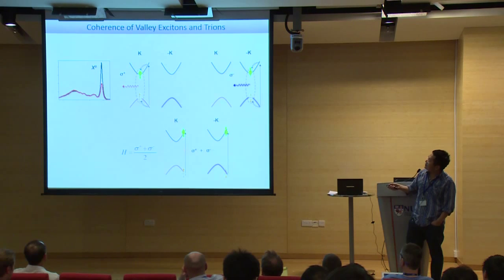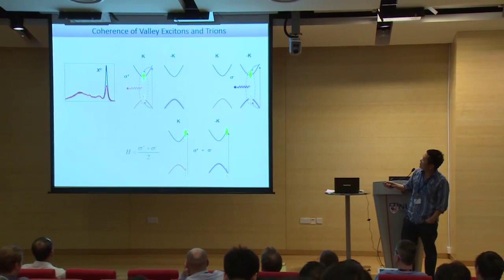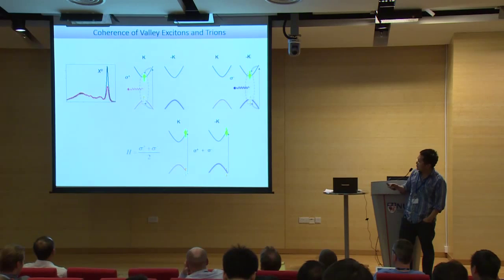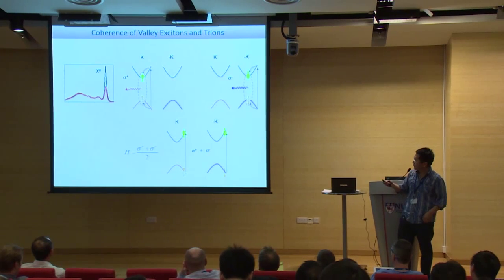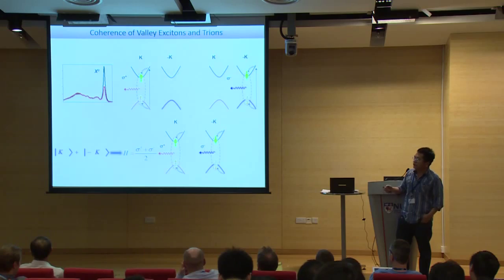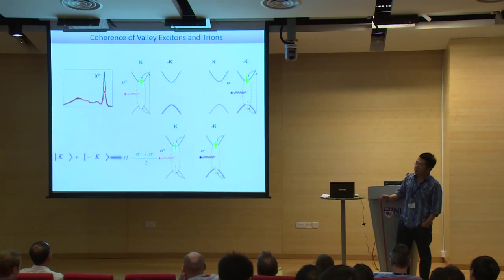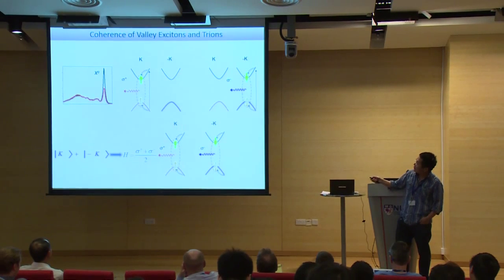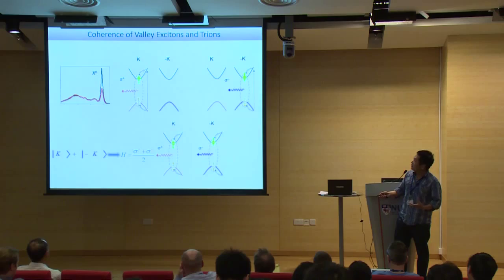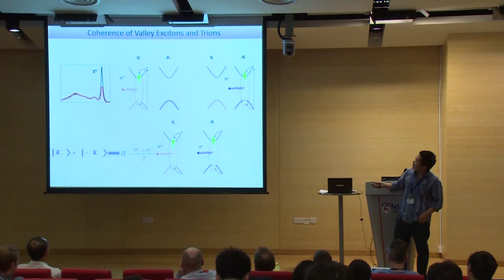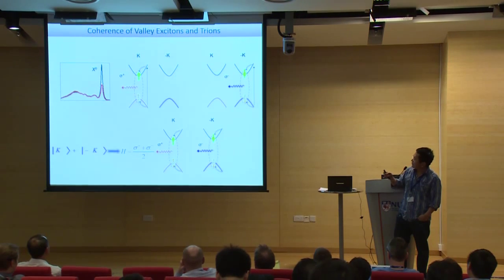Then when we send in this linearly polarized light, it excites both the plus K and the minus K valley excitons. We create this excitonic valley coherence. Then this valley coherence actually remains during the exciton recombination process, and the emitted photon also will be linearly polarized. So the preservation of this linear polarization is evidence that we generate this excitonic valley coherence.